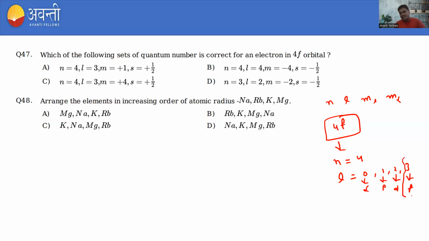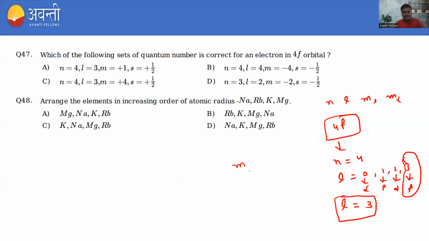This is asking specifically about F, so the value of l is 3 only, not 0, 1, 2. Let's see the options. n is equal to 4 and l is equal to 3. So this option will be the one.